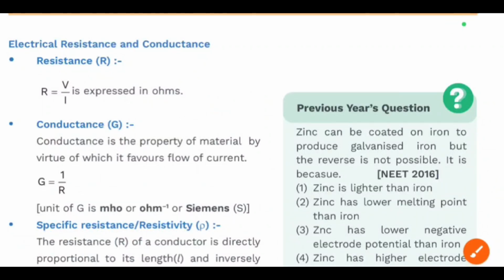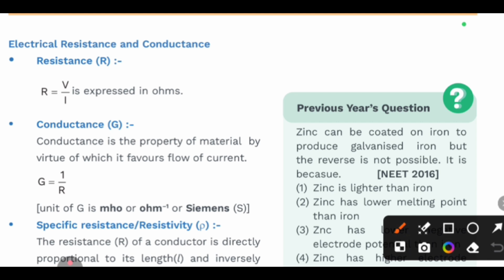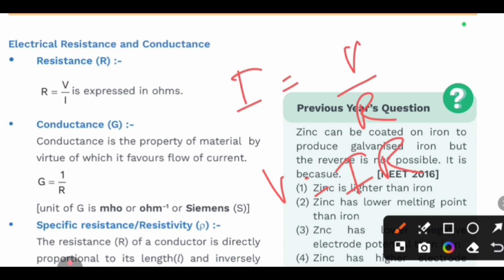Today's topic is resistance. What is resistance? It is the hindrance to the flow of current. We have already done this in physics, according to Ohm's law, in 10th class. What is Ohm's law? Ohm's law is I is equal to V by R, or you can say V is equal to IR. This relation is written here, but in chemistry we have to do only the numericals related to current or resistance.